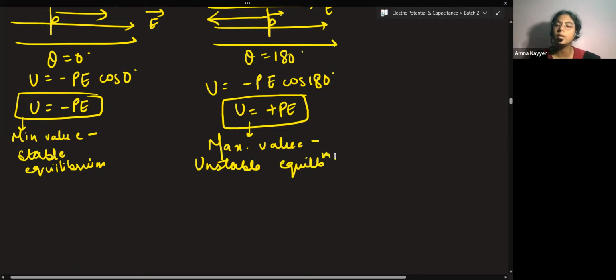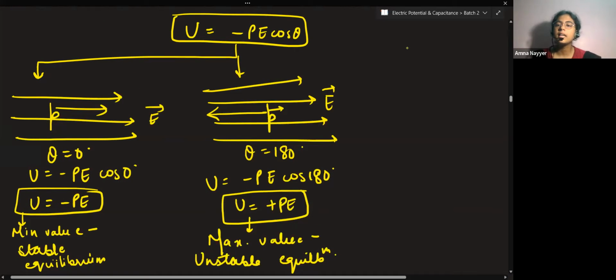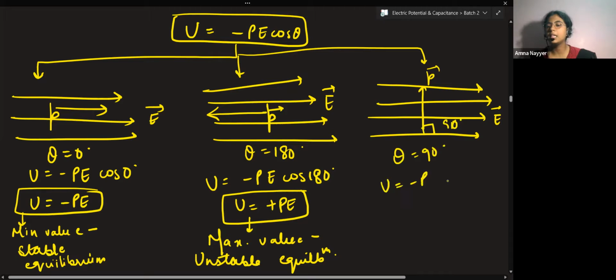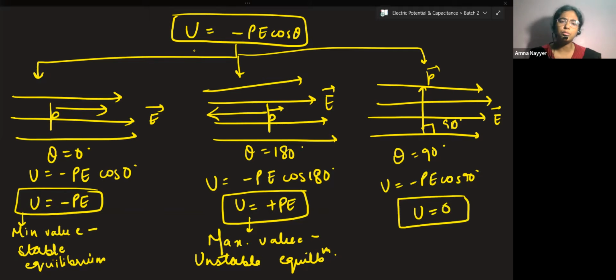But if I take the case where the dipole is kept perpendicular to the electric field, making an angle of 90 degrees with the electric field, then theta is 90 degrees. U is equal to minus PE cos 90, and cos 90 is 0, so you directly get the potential energy as 0. Is this clear to all of you? We are just putting values: if it is parallel, anti-parallel, or perpendicular.